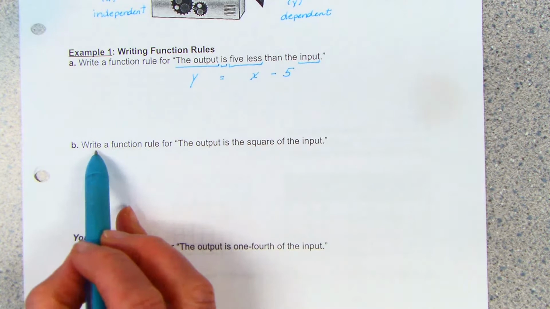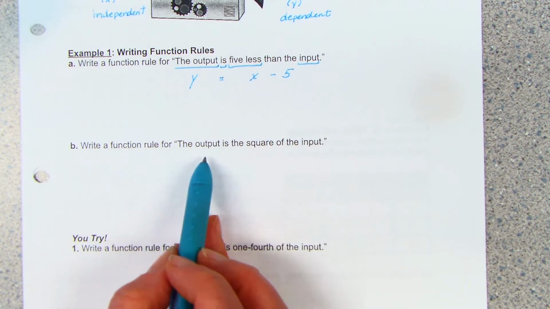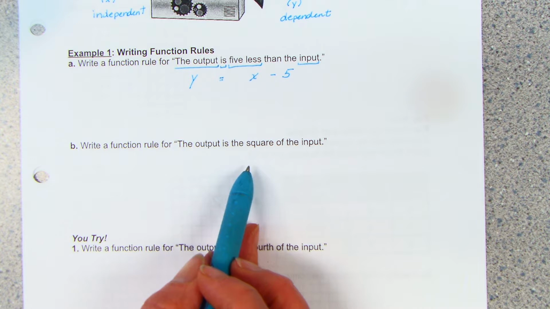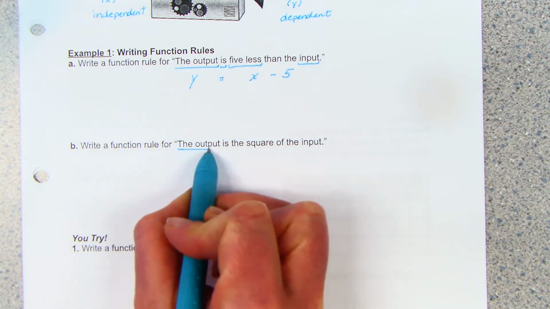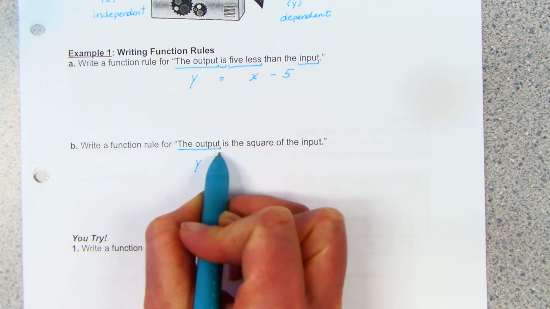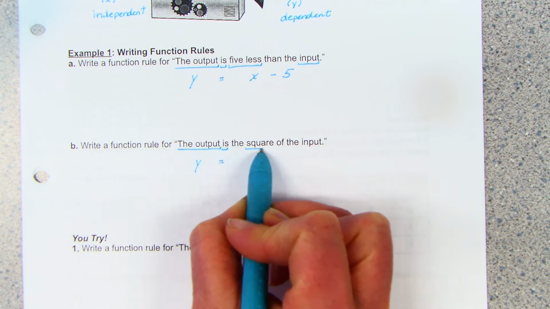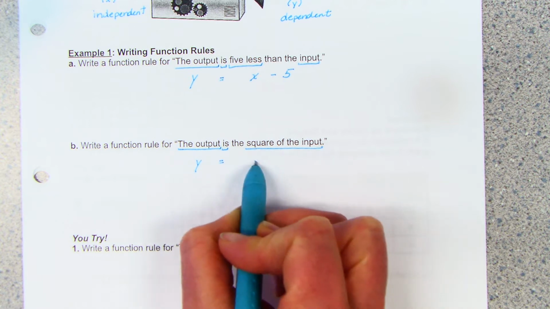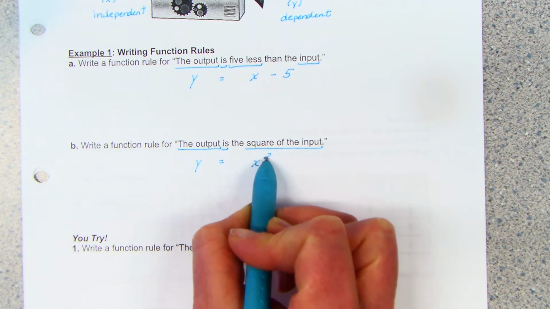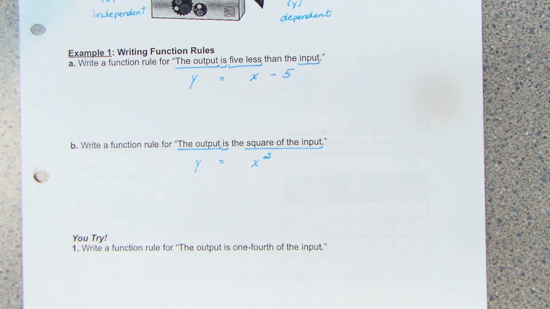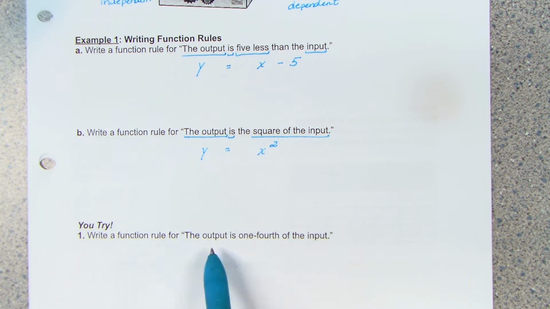Okay. And write a function rule for the output is the square of the input. Again, the output, that's the y, is equal to the square of the input. So I'm going to take the x value, which is the input, and square it. Okay, and then you're doing a function rule for the output is 1/4 of the input.